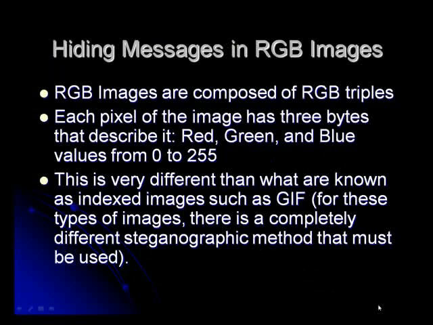In order to give you some technical background about steganography, I'm going to spend a few minutes talking about hiding messages in RGB images. RGB images have three channels. One is red, one is green, and one is blue. These channels each have a value from 1 to 255. And by mixing the red, green, and blue values is how you get all the different colors.